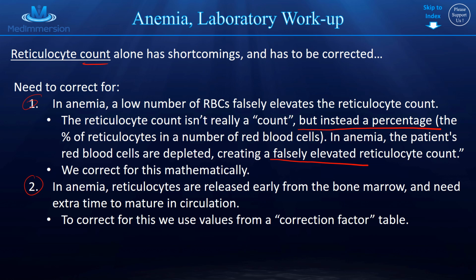The second thing we need to correct for is that when we are anemic, our bone marrow is stimulated, at least healthy bone marrow is stimulated, and it starts producing more reticulocytes and also starts releasing them into the circulation earlier and earlier in their maturation process. So they come out even more and more juvenile, essentially. And it takes more time for them floating around in circulation to become healthy, mature red blood cells. And to correct for that, we use a simple correction table. So let's look at the calculations for these two steps and what they're called in the next slide.